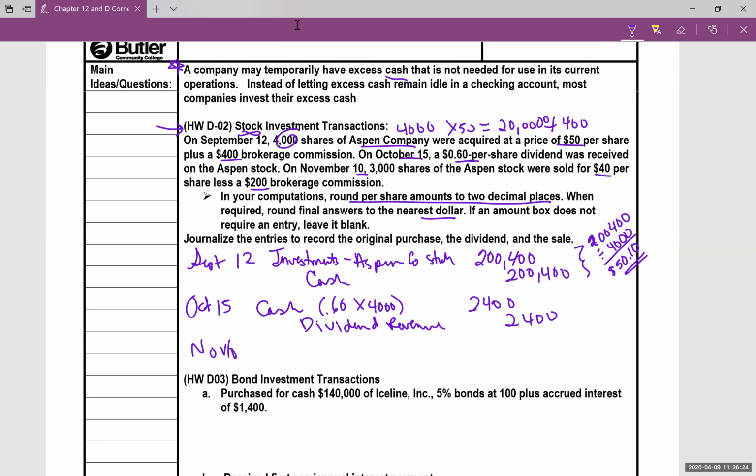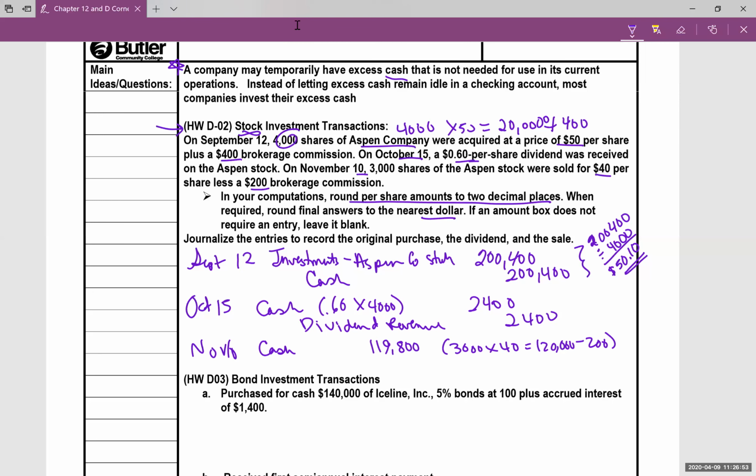Then on November 10th, they sold some shares. And they sold 3,000. This is going to be a 3-liner. Okay, so let's do cash. The amount they got was 119,800. How do we calculate that? We took the 3,000 times the $40 per share, and then you have to subtract the 200 brokerage commission. So they ended up with a net cash of 119,800.